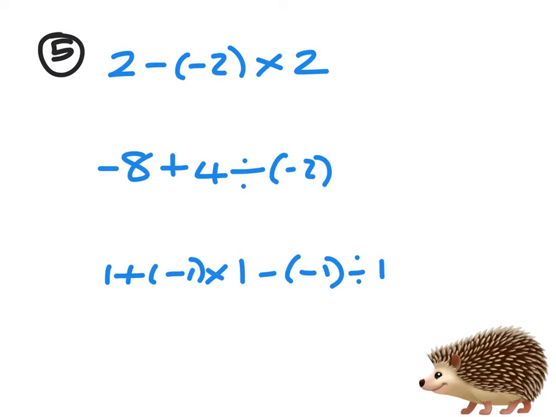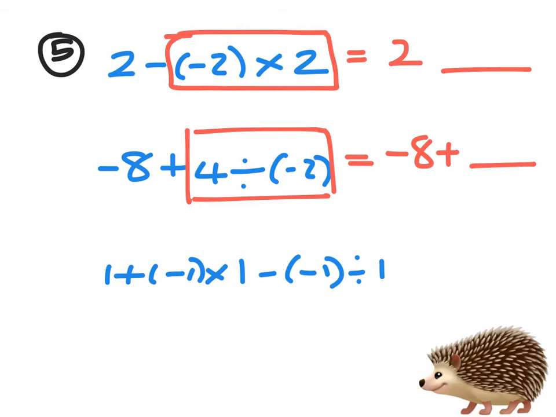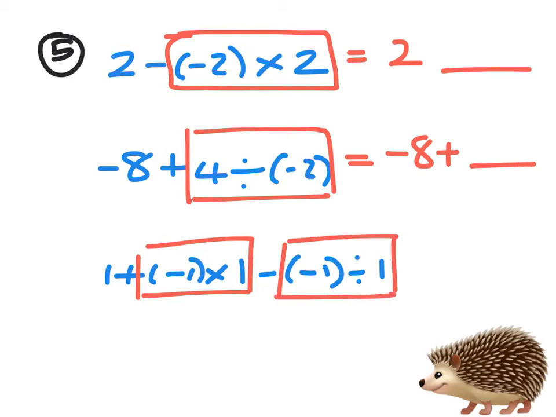Question 5. Now I've designed all these ones this week so they're all BODMAS. So the first thing you're going to do in the first one is negative 2 times 2. So you end up with 2 something. This one we have to do 4 divided by negative 2. So we end up with negative 8 plus something. And then the last one, we've got a multiplication there and we've got a division there. So we work them out, that leaves us with 1 plus something, take away something, to get the final answer.